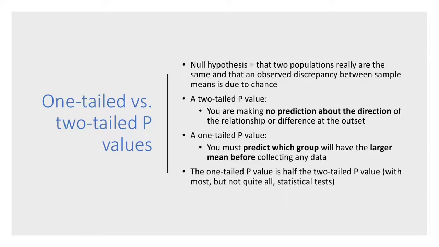With a one-tailed p-value, you must predict which group will have the larger mean before collecting any data. The big difference is that when you do a one-tailed p-value, the p-value is about half that of a two-tailed p-value, which means you can get away with maybe a slightly smaller sample size and still find significant differences.